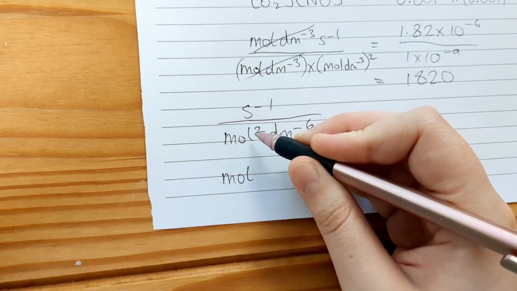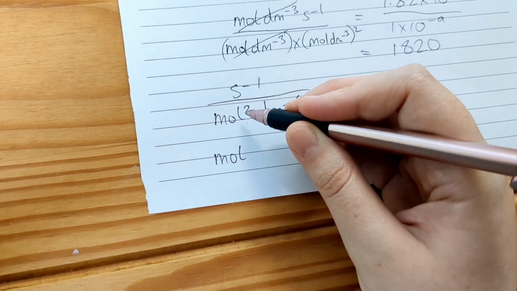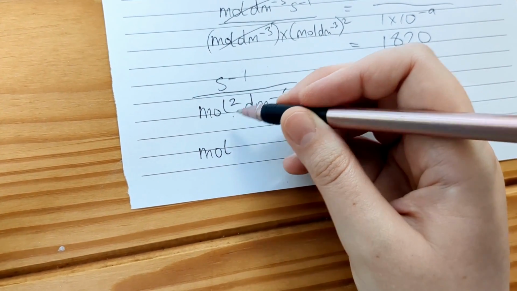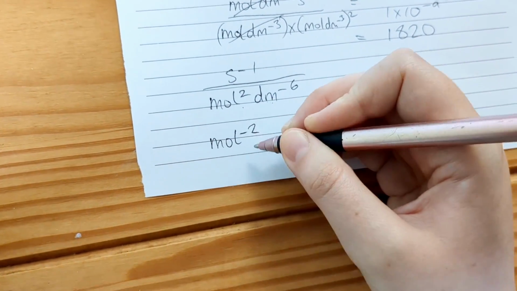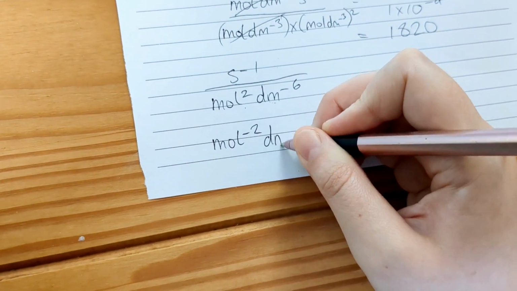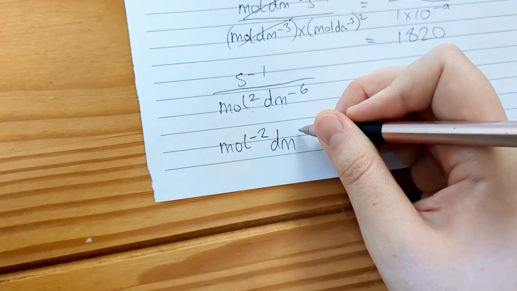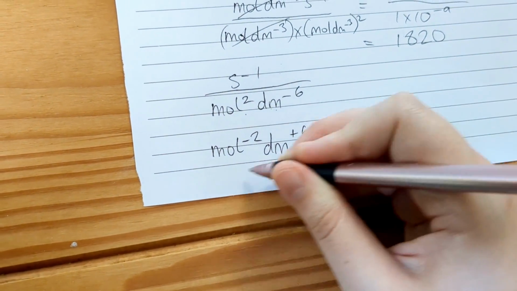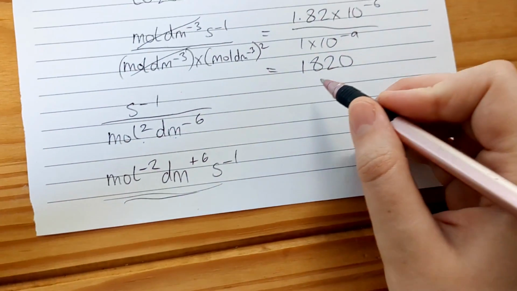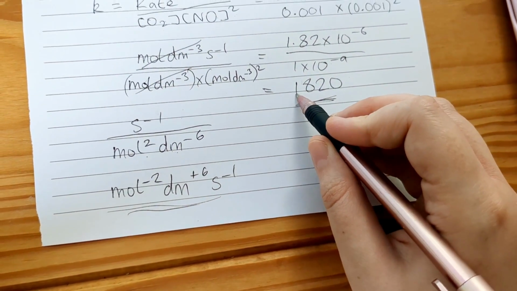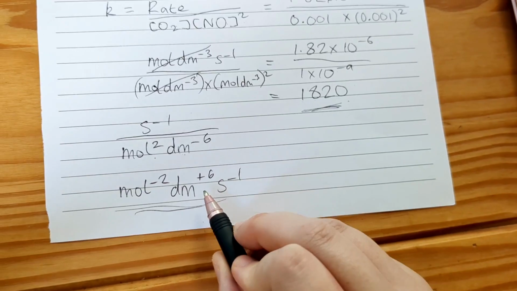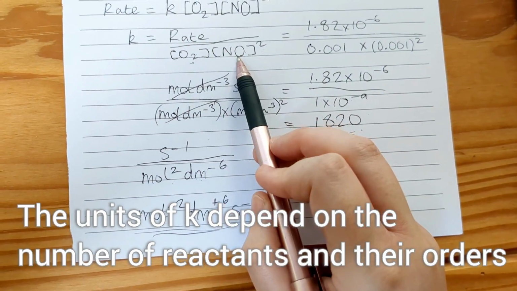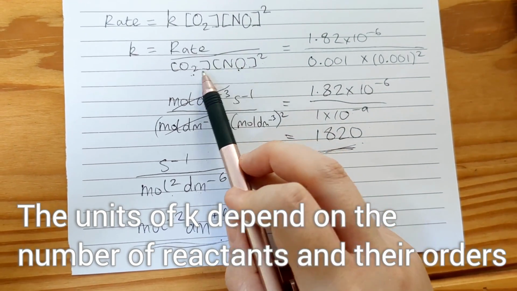And when we change sides, going from bottom to top, we change signs. So this moles plus 2, or this moles squared at the bottom, is going to become moles minus 2 when it moves to the top. And this dm minus 6 will become a dm plus 6. And seconds to the minus 1, that's already on the top line, so that stays as it is. So our final answer for k is 1820, and its units are these. And the units will depend on how many concentration terms we have for that particular reaction and their orders.